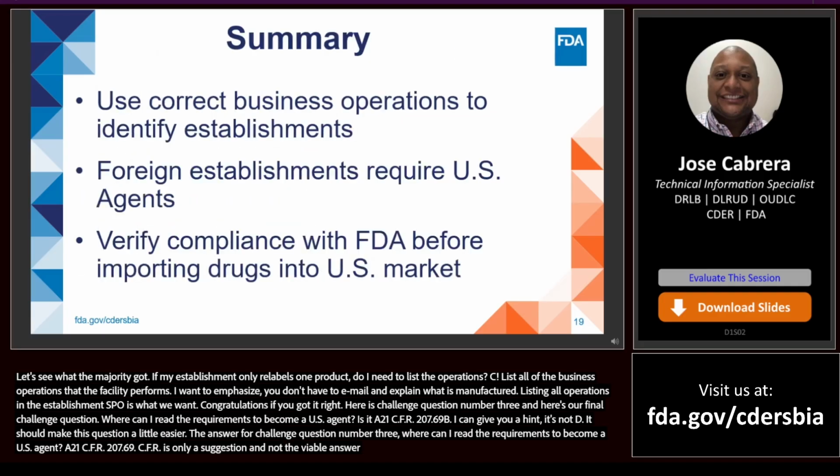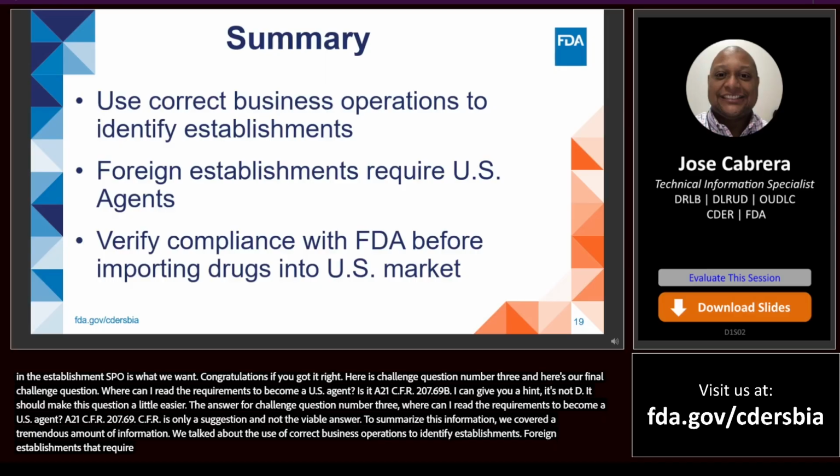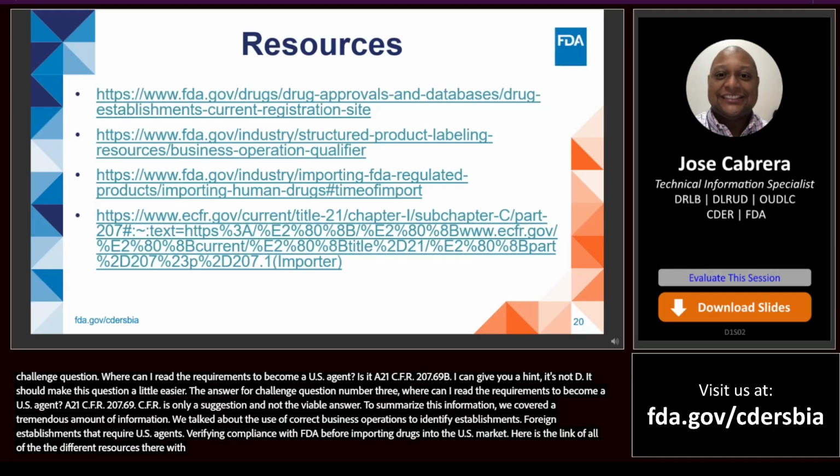So to summarize this presentation, we covered a tremendous amount of information. We talked about the use of correct business operations to identify establishments, foreign establishments that require U.S. agents, verifying compliance with FDA before importing drugs into the U.S. market. Here is the link of all the different resources that we covered here today. I'll make sure to make this available to everyone here in attendance, and that way you have a reference guide where you can go back to these links and look at the information provided.